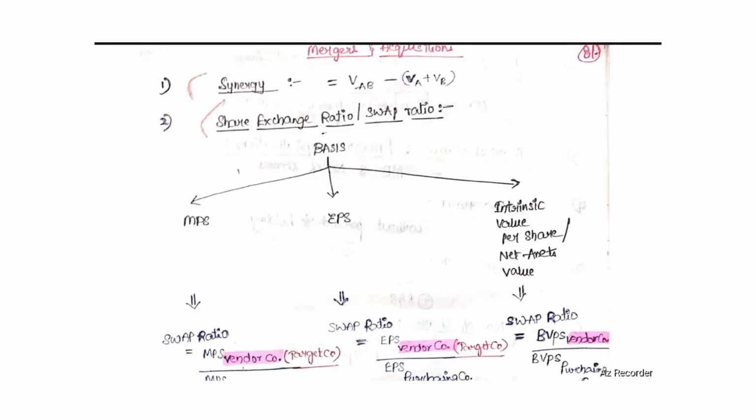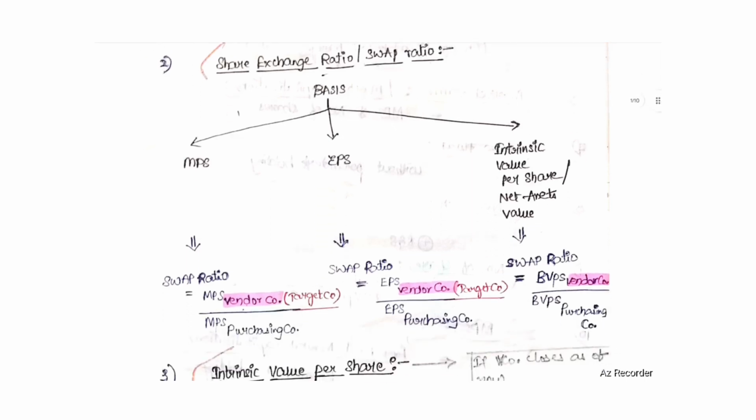Mergers and acquisitions formula. First one, synergy. Synergy equals value of AB minus value of A minus value of B. Share exchange ratio or swap ratio on the basis of MPS, EPS, intrinsic value per share or net asset value.